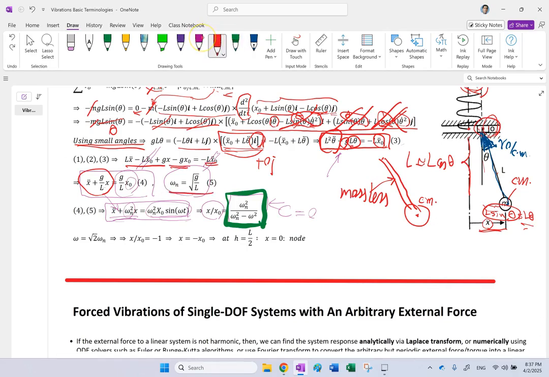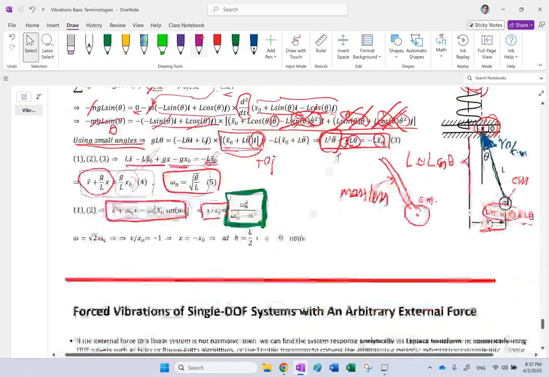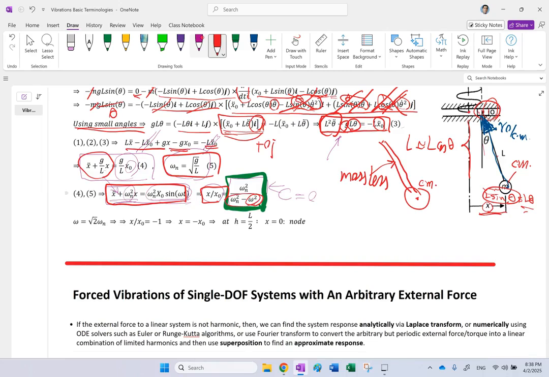So now that I got the ratio that I wanted, and I got the differential equation that I wanted, the last thing is to find the node. Now it says if you plug in omega equals square root 2 omega n. If I plug that here, this is going to be 2 omega n squared. So the denominator is going to be negative omega n squared. And simplify, you get a negative 1. So your ratio is going to be negative 1 at this frequency. And what does negative 1 mean?